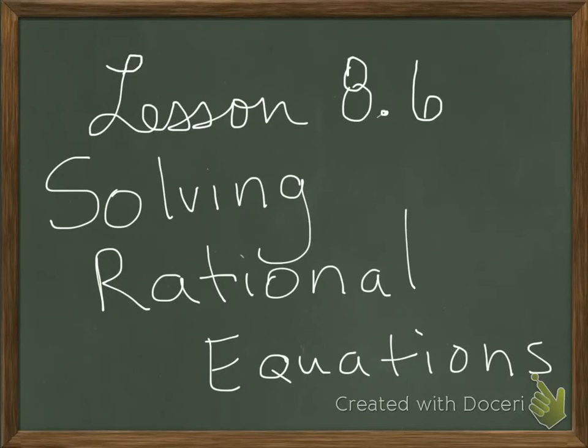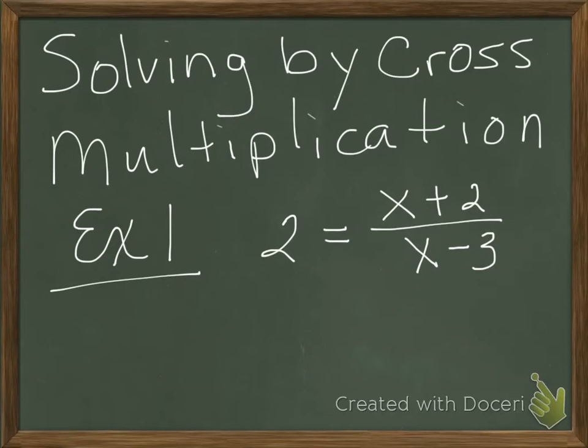Today's lesson is lesson 8.6, solving rational equations. Now we have the same rational equations we had before, but now we're going to learn how to solve them two different ways. The first way is called solving by cross multiplication.